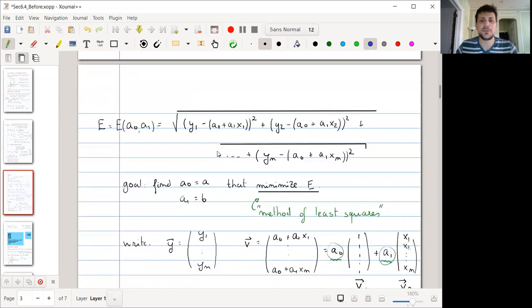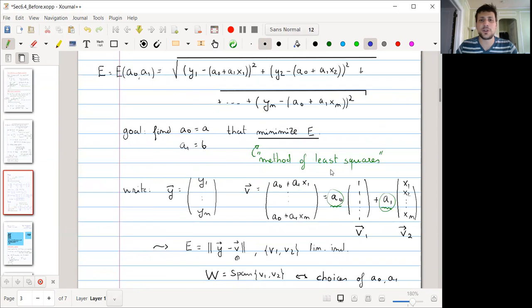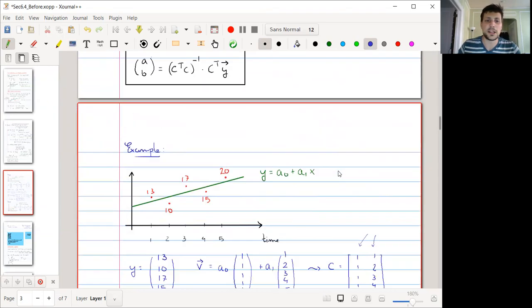Maybe I haven't mentioned it, but the reason why this is called the method of least squares is that we are minimizing a quantity whose summands are the squares of the distances. And that's why this method is called least squares. Okay, let's go back to the example.